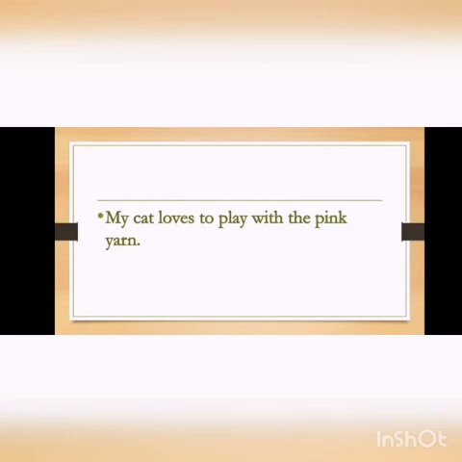Now let's see how a noun is used in a sentence. My cat loves to play with the pink yarn. Here, cat is a name of an animal, and it's a noun. Yarn, here, yarn is a thing, and it's also a noun.